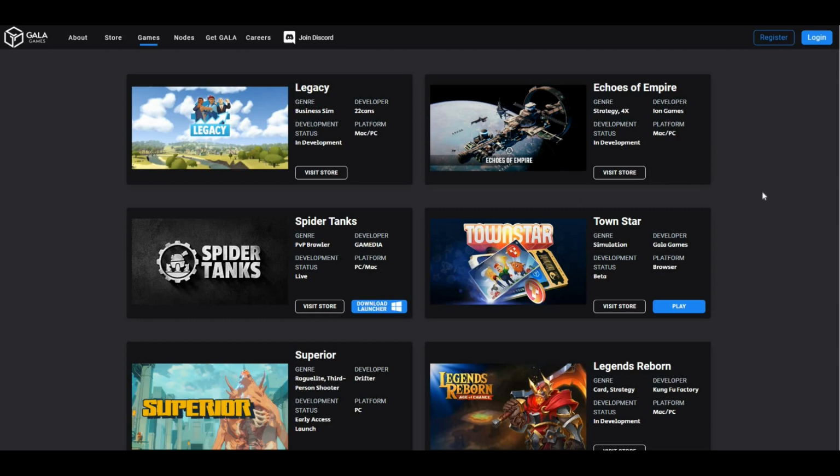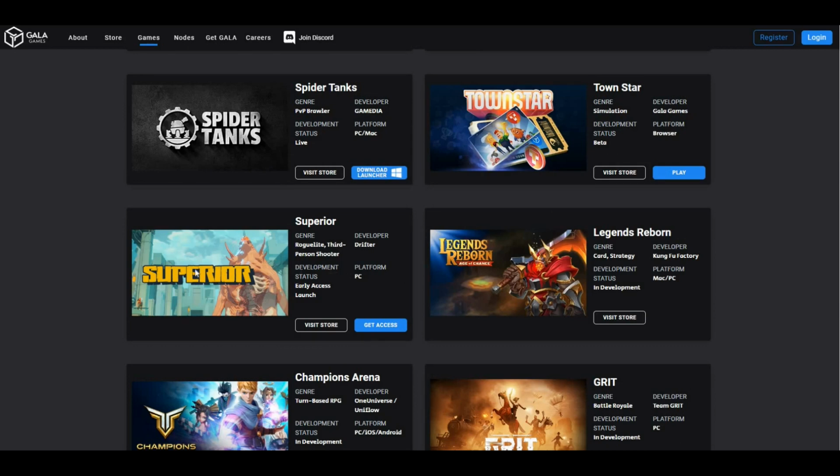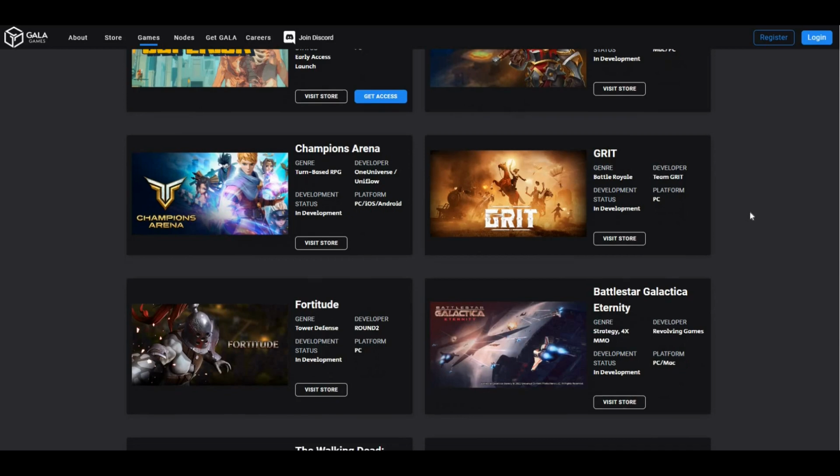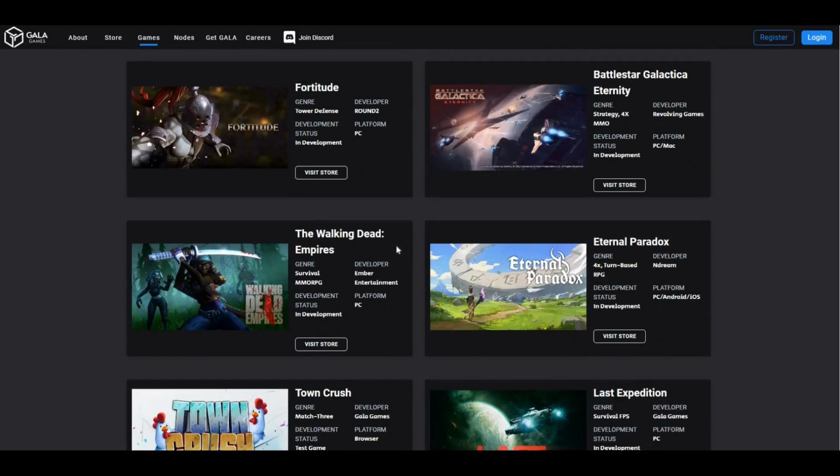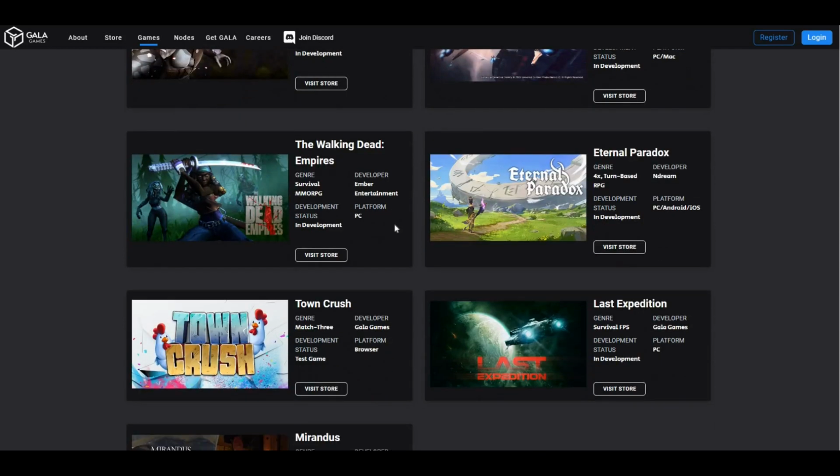So games, you can see some of the big games that they've got here. Obviously Townstar, Spider Tanks, Superior, which was the game that was launched on Steam, which is huge. And yeah, some of the other good games. So Walking Dead, I think this is basically a new game that they've literally launched.